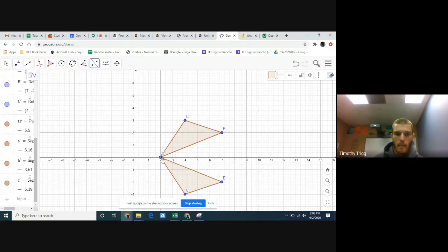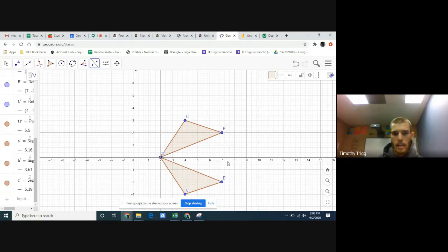Okay, so I want you to look at that. Notice that point A to A prime didn't change, but point B to B prime went from 7, 2 to 7, -2. Point C went from 4, 3 to 4, -3. So notice the x-coordinate didn't change, but the y-coordinate did.